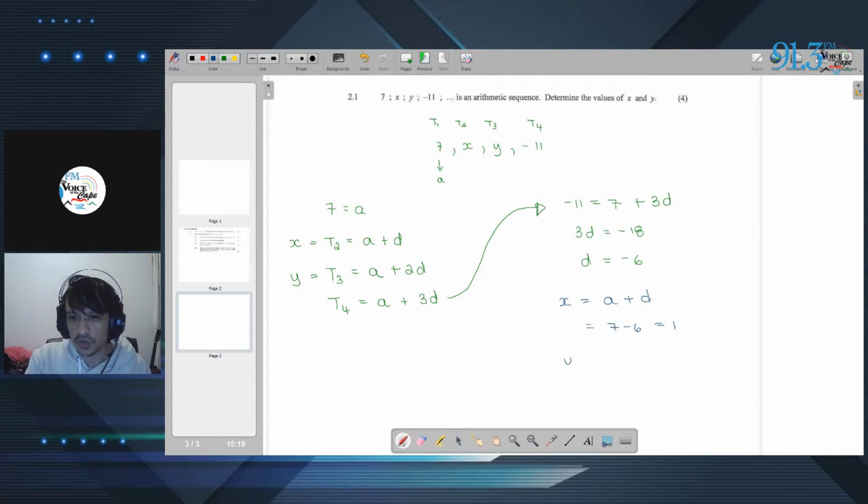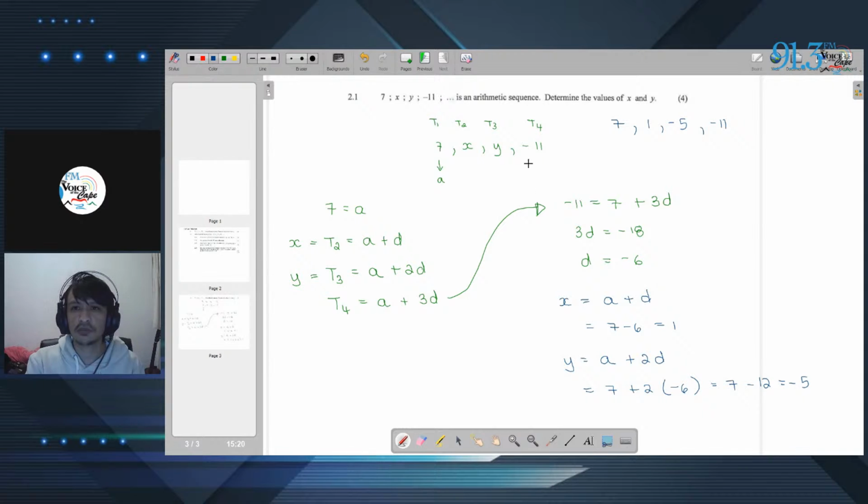And then we do the same thing for y. y is equal to a plus 2d. And this is going to be equal to 7 plus 2 times negative 6, which is equal to 7 minus 12, which is equal to negative 5. And there we find that our sequence is basically 7, 1, minus 5, and negative 11.